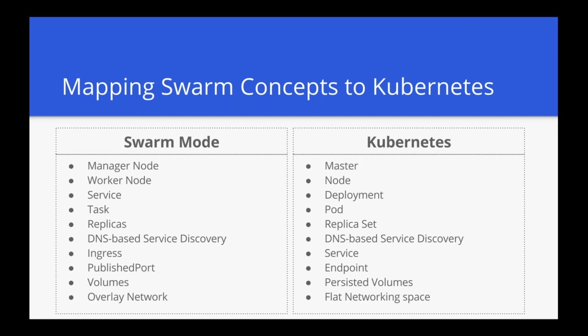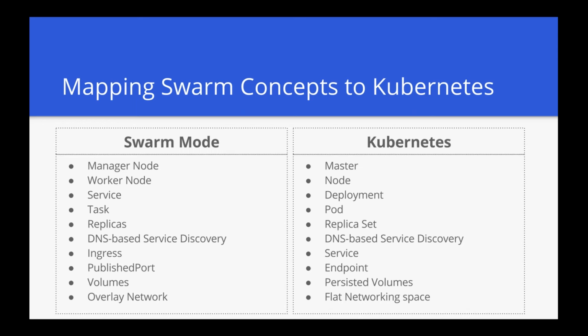Now let's map some of these concepts that we have seen with Swarm to Kubernetes. So Swarm calls its leader as the manager node, and in Kubernetes we call that as the master. Essentially both of them are responsible for exposing the API and talking to the clients, and the jobs, tasks, or whatever you call as the unit of execution is submitted to the master or the manager.